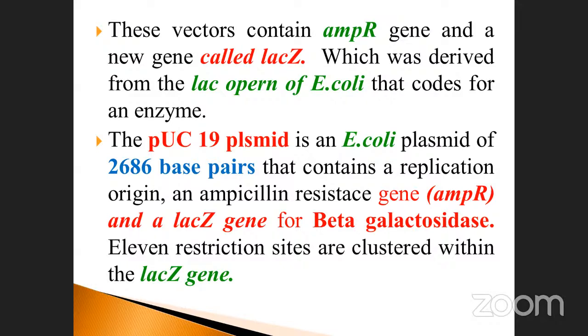Already we studied that there are two structural genes there. Which one do you know? Z and Y, and also another one called A. Z is responsible for beta galactosidase, and Y is responsible for which one, you know? Permease, and the last one is called the transacetylase. So the lacZ gene is responsible for beta galactosidase. This was isolated from the E. coli bacteria and also inserted into the pUC19 plasmid.